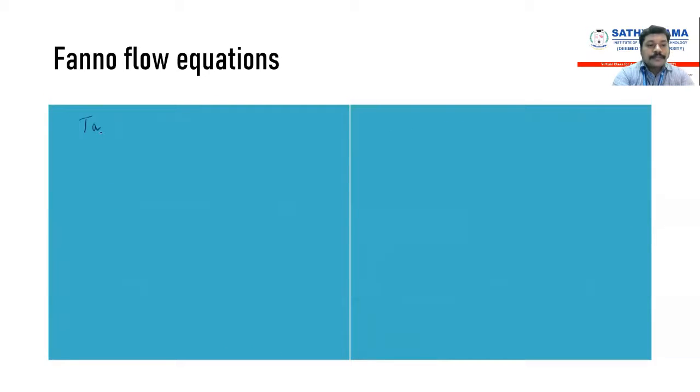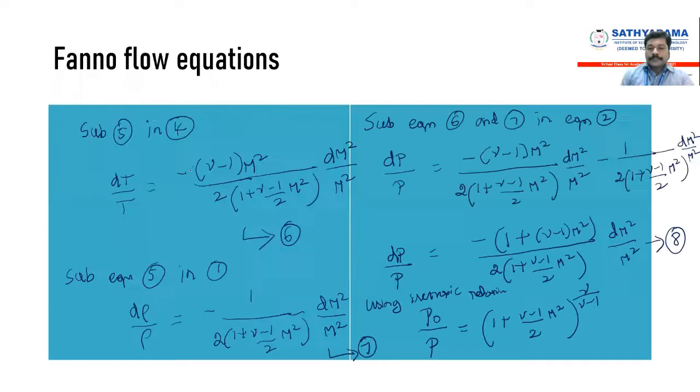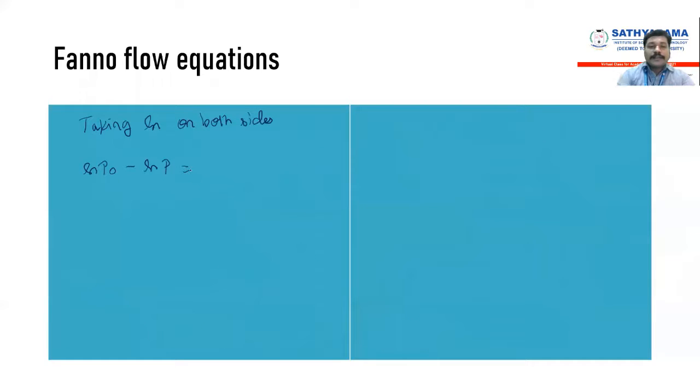Taking ln on both sides, ln P naught minus ln P is equal to gamma by gamma minus 1, the power term comes on the multiplication, and then ln of (1 plus (gamma minus 1) divided by 2 M square). Next we are going to differentiate.